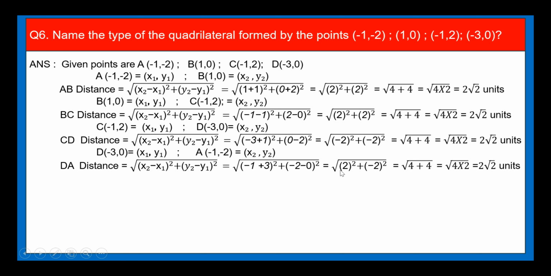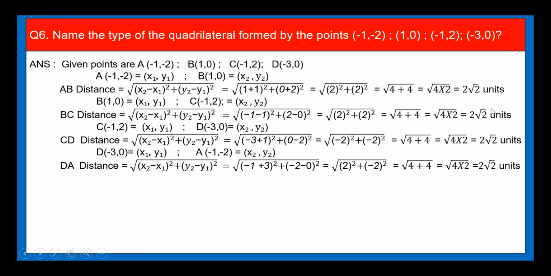Minus 1 plus 3, that is 2 squared. Minus 2 minus 0 is minus 2 whole square. Plus 2 whole square is 4. Minus 2 whole square is also 4. 4 plus 4 is 8. 8 can be written as the square root of 4 into 2, that is 2 root 2 units.